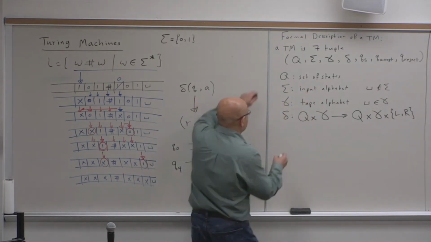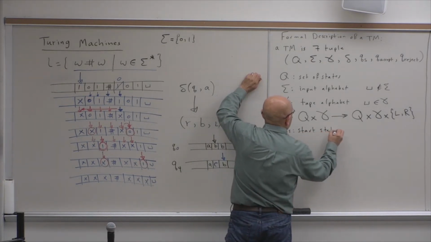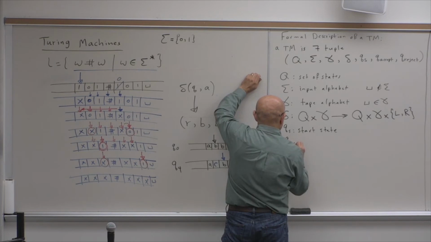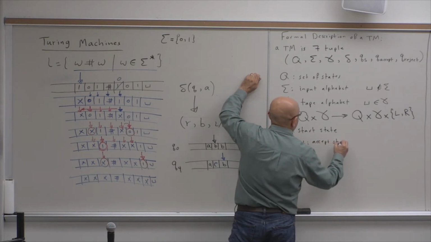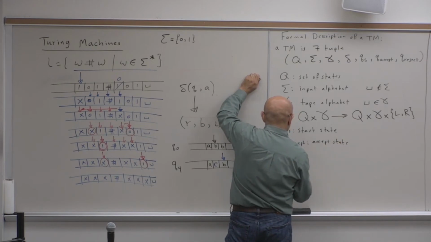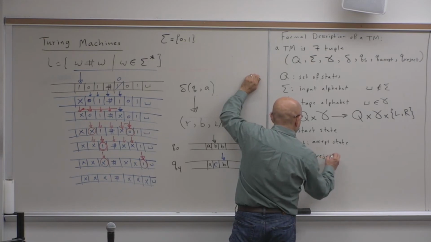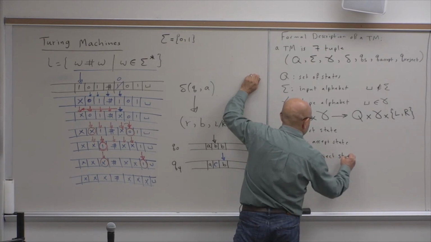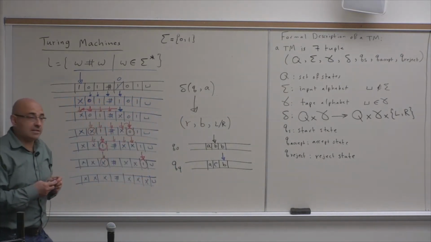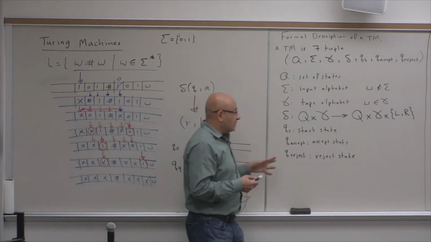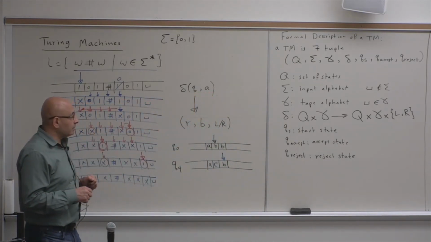And Q S is the start state. Q accept is the accept state, and Q reject is the reject state. Now we have to have an explicit reject state because the Turing machine may not terminate within finite time.